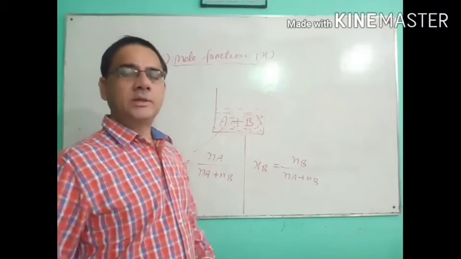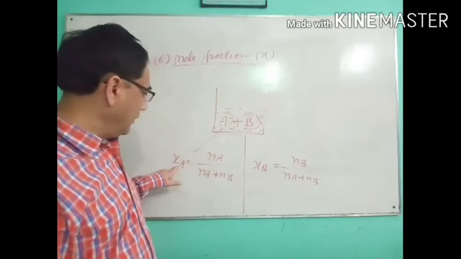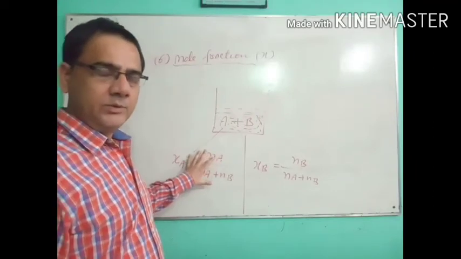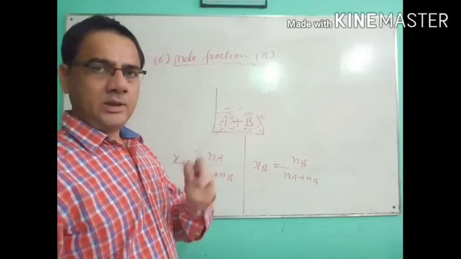Suppose three components are there in the solution. Then how do we calculate the mole fraction? The same type of formula we will use. Three components are there, component A, component B, component C. Then how do we calculate?